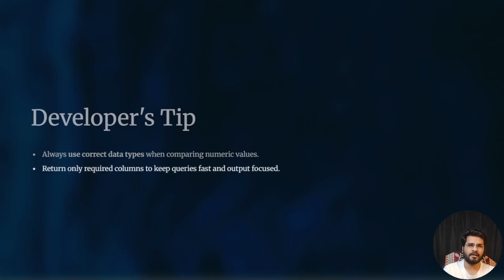Okay, so let us now look at the developer's tips. First, always use the correct data type when comparing numeric values. Correct data types tell the SQL engine how to interpret and use the values stored in your dataset. Second, return only required columns to keep queries fast and output focused. This increases the efficiency of the result from your query. So that is for today's problem.